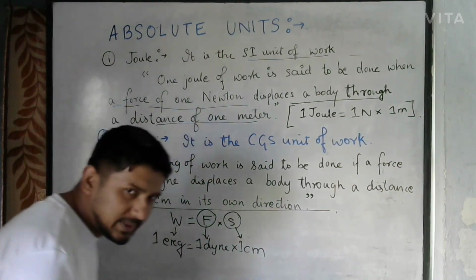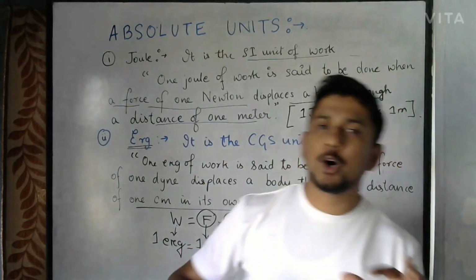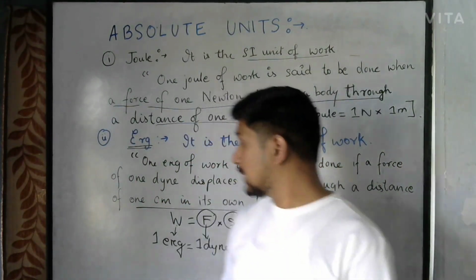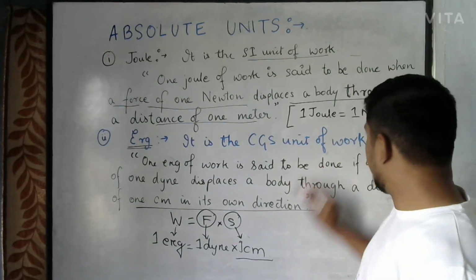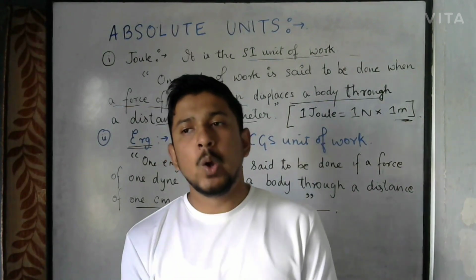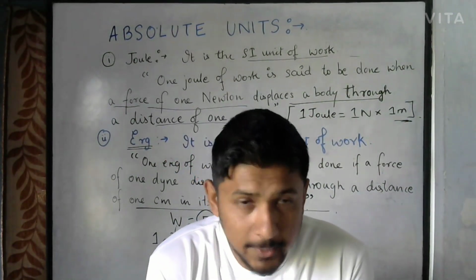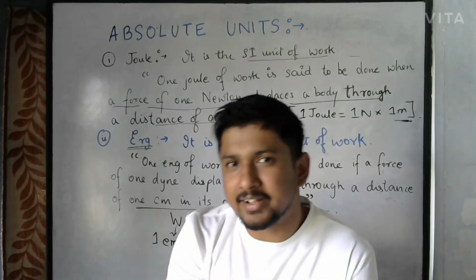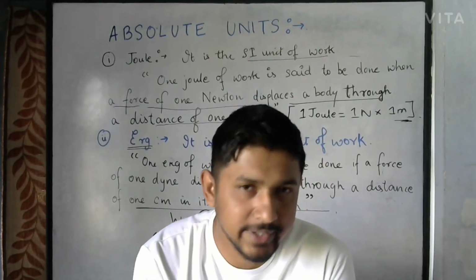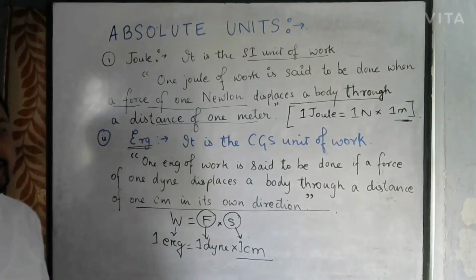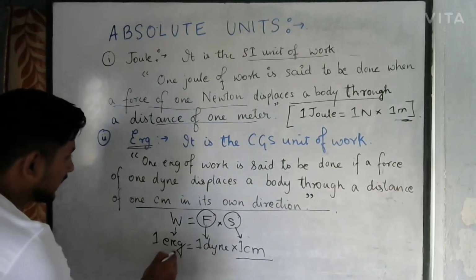That means if I apply a force of 1 dyne and I get a displacement of 1 centimeter this time. In the previous case, it was 1 meter, right? So now the displacement is 1 centimeter. So when I apply a force of 1 dyne and get the displacement as 1 centimeter, that very thing is known as 1 erg. I hope this is clear as well, right?